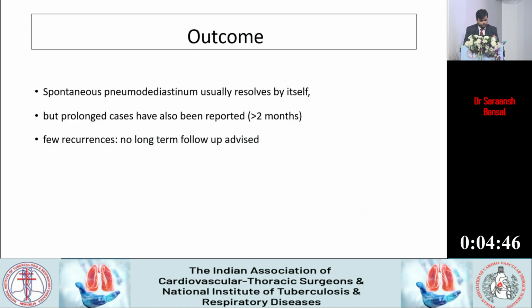But at the end of the day, we need to figure out why this happened. We need to do a full checkup, a full imaging of the chest and of the GI tract to see where this happened.